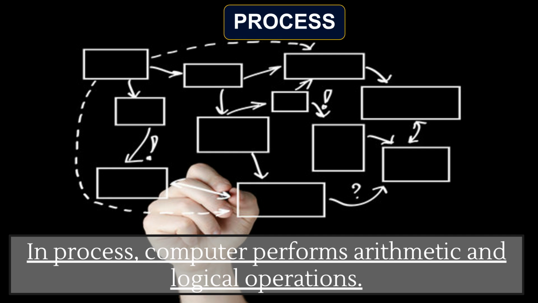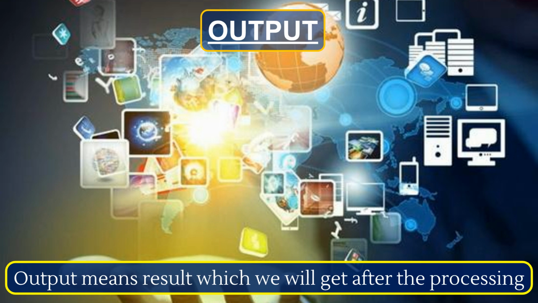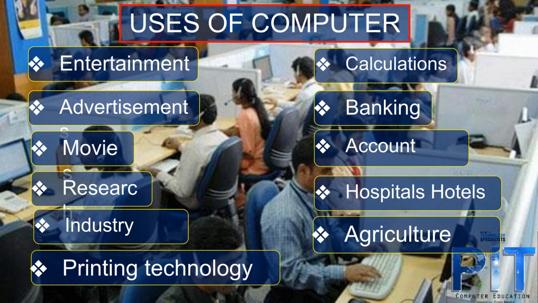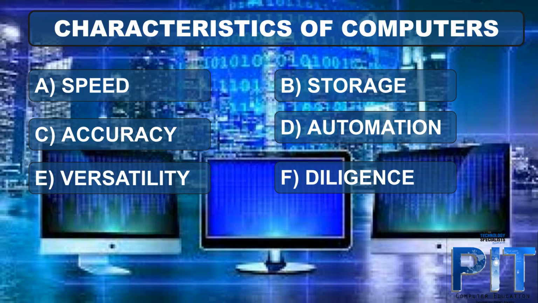During the process stage, the computer performs arithmetic and logical operations on the input data. Output is the result obtained after the computer completes the processing of the input data and instructions. Computers are used in many areas, including agriculture, entertainment, printing technology, advertisements, calculations, banking, accounting, movies, research, industry, hospitals, and hotels. Key characteristics of computers include speed, storage, accuracy, automation, versatility, and diligence.